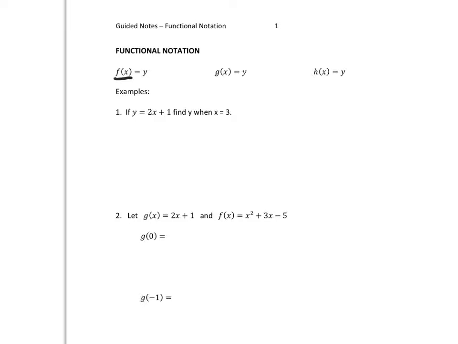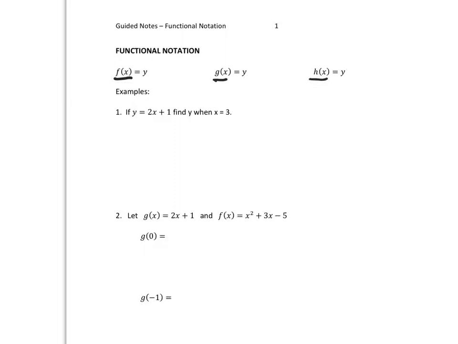f of x or g of x or h of x or whatever is another way to write y. Okay? So if you look at example 1, if I said if y equals 2x plus 1, and by the way, y is a function of x, okay? Y depends on x. Y is the dependent variable, x is the independent variable. That's an important concept in parts of your statistics class.